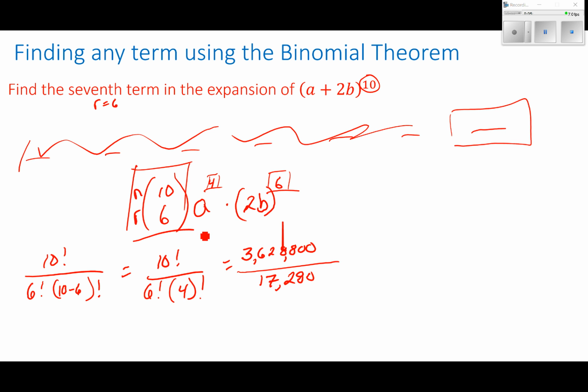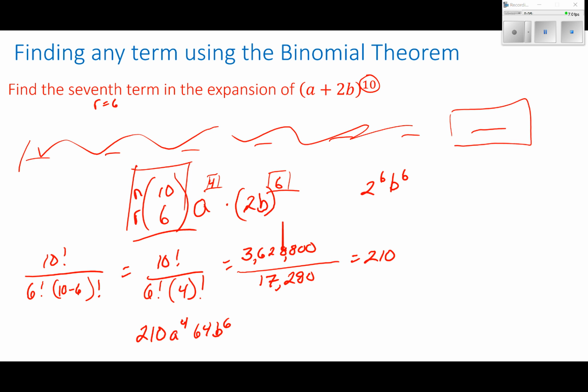So I do that there, and this ends up being 210. So I have 210, a to the fourth, and now my b. So 2b raised to the sixth power. This is 2 to the 6, b to the 6. So 2 to the 6 is 64. So this is 64b to the 6th.